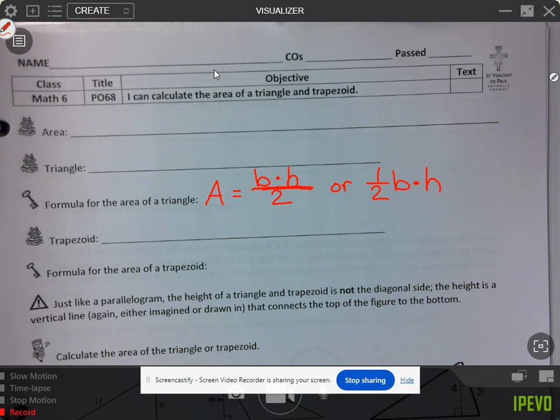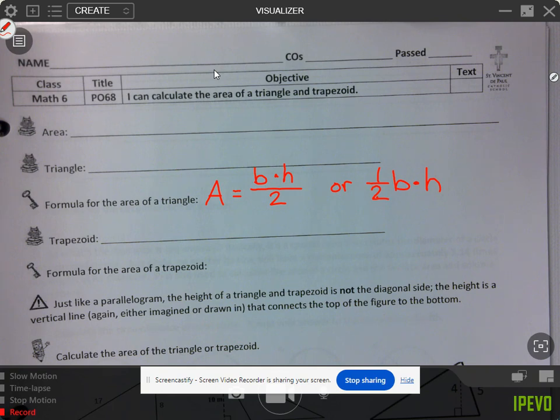So look at which formula makes sense to you and use that one, because they are identical in the math that you're doing. Just looking at the formulas, sometimes we go, oh, I'm used to this one, so I'm going to use this one. Or sometimes we go, this one just makes sense to me because I know that I need to multiply my base times my height, and then I'm going to divide by 2. Either way, it's the same math.